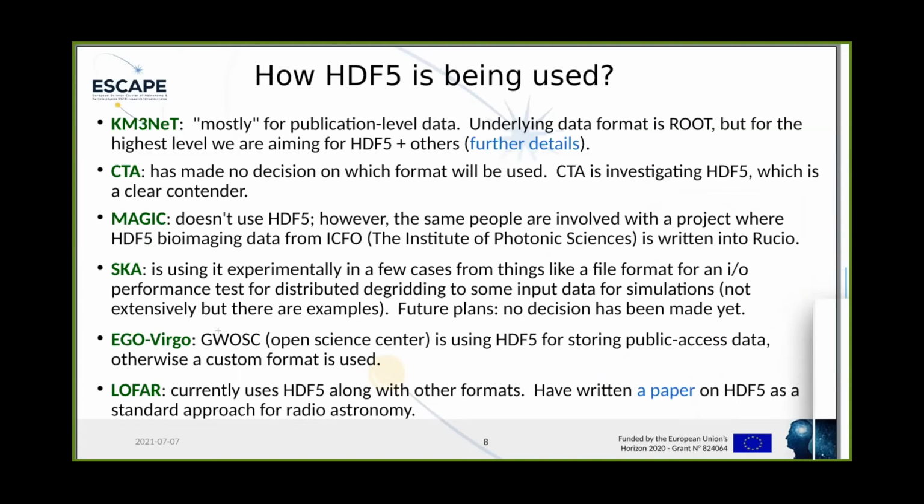But I was curious where HDF5 is used within the ESFRI communities that are involved with ESCAPE. So I did a little survey. It's not really a definitive answer on these things, but it's at least holding the seaweed up, to get a feel for things. So KM3NeT, the neutrino detector, is using HDF5 mostly for publication level data, so stuff that they make public. The underlying format is ROOT rather than that, but the public data is there in HDF5, and there's a link there. If you have the slides, there's a link you can click on to take you to further details there.